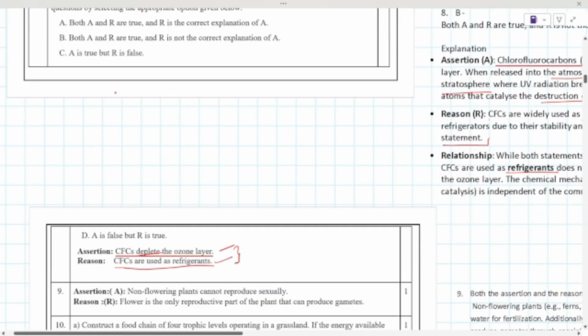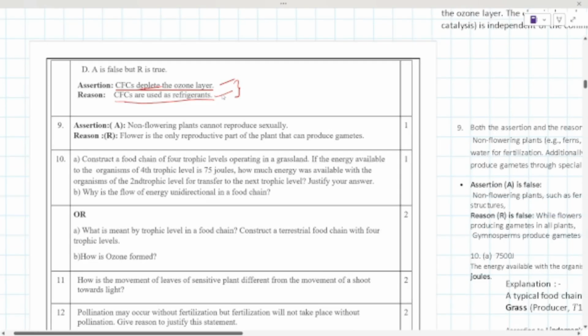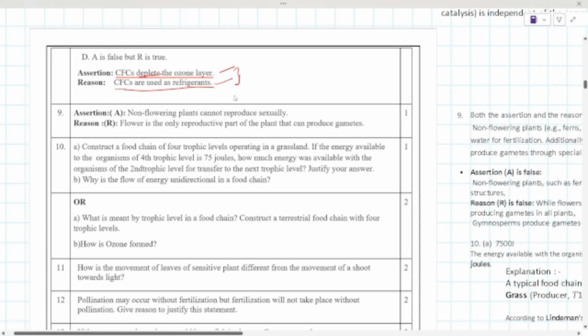Is it clear or any doubt? Clear? Yes. No doubt. Now let's see the next one.